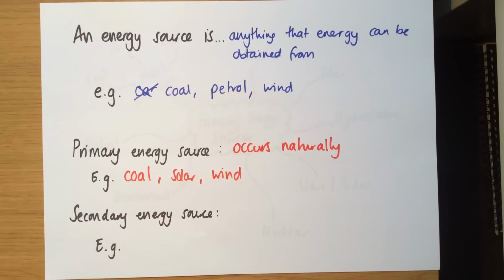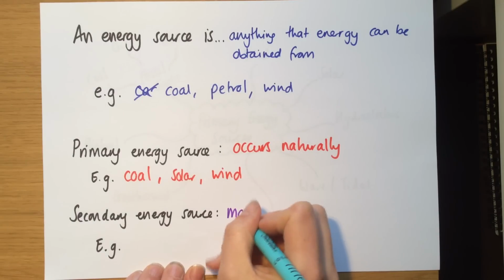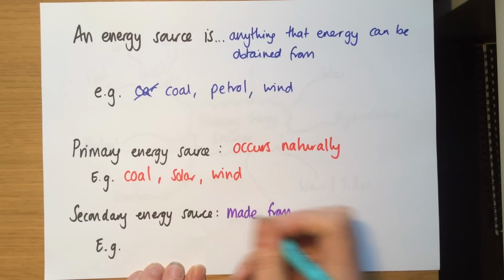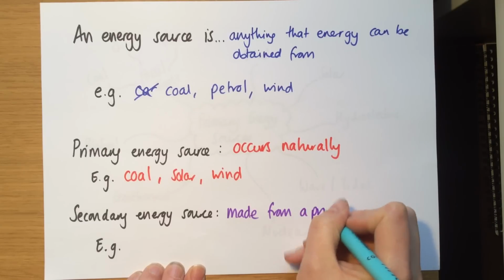Most energy sources we think about will be primary energy sources, but there's a couple of important ones that are not, that are secondary. So a secondary energy source is just an energy source that is made from a primary source. So it doesn't really occur naturally, or not that we can use as a primary source.